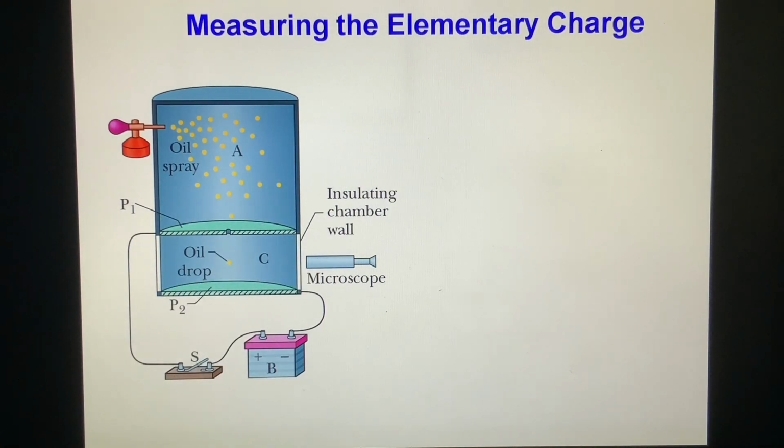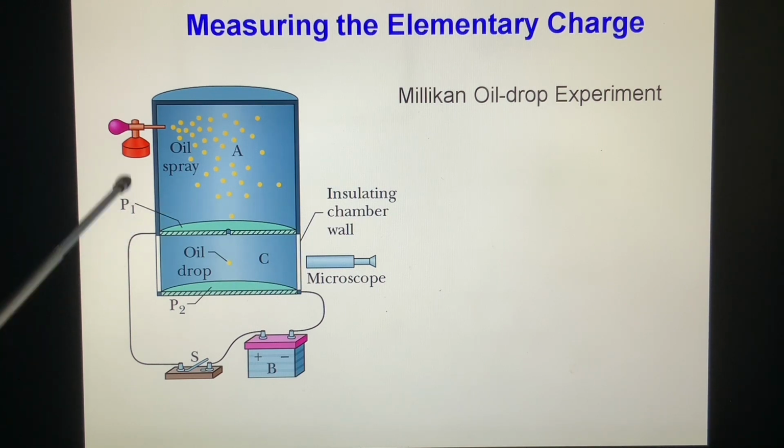Measuring the elementary charge: the American physicist Millikan measured the elementary charge in the oil drop experiment, a very famous experiment in physics. You spray oil, so many small drops of oil with some charge, and there is an electric field inside. When the oil drops go inside, because of the charge, they can move up because of this electric field. And then you use the microscope to watch it.